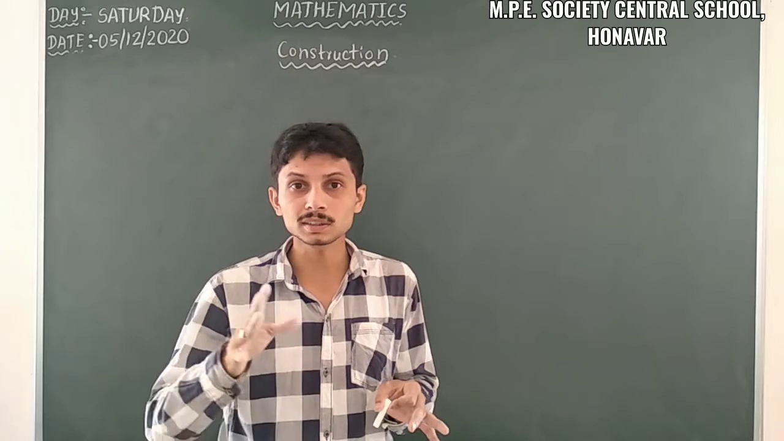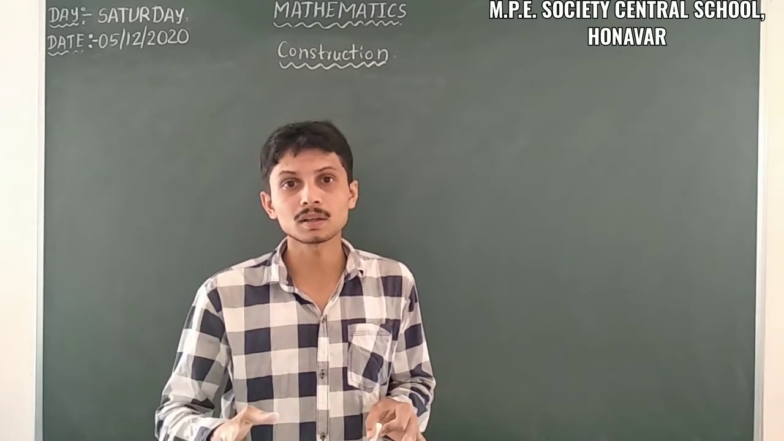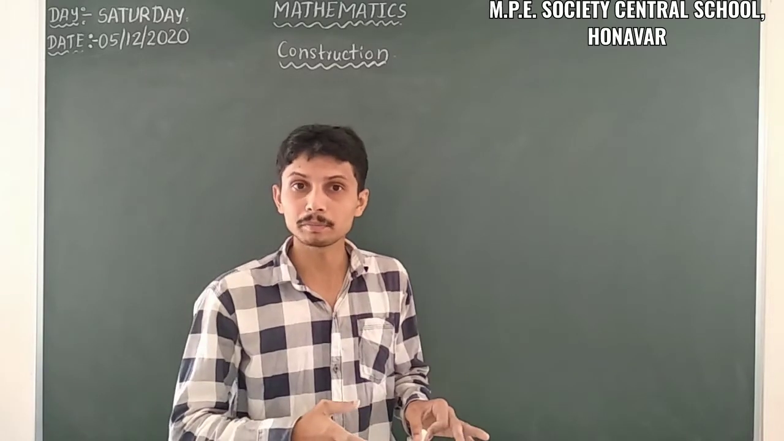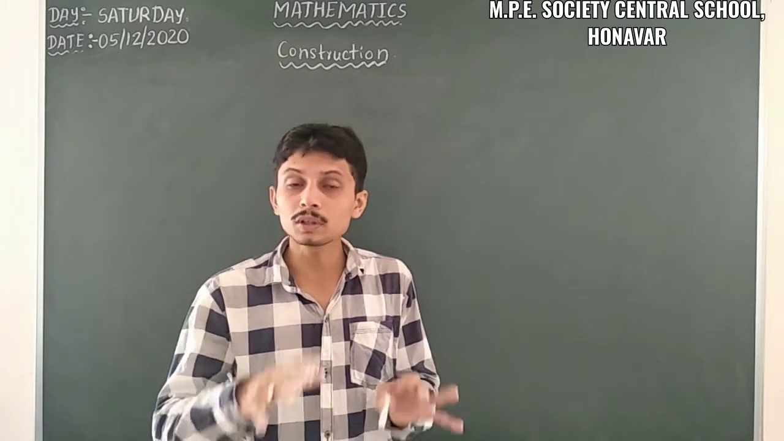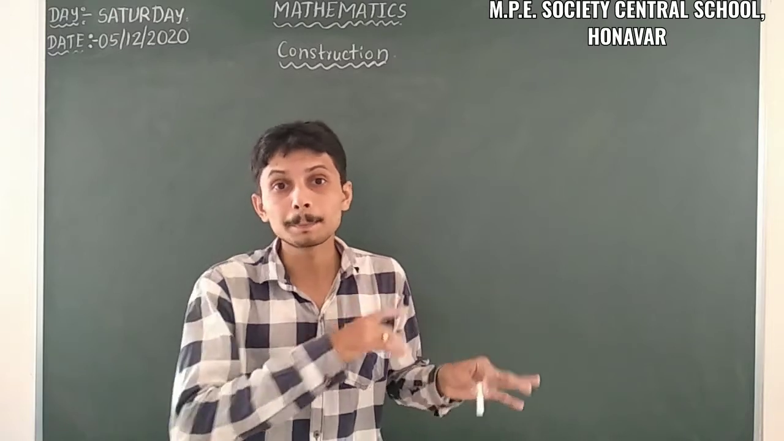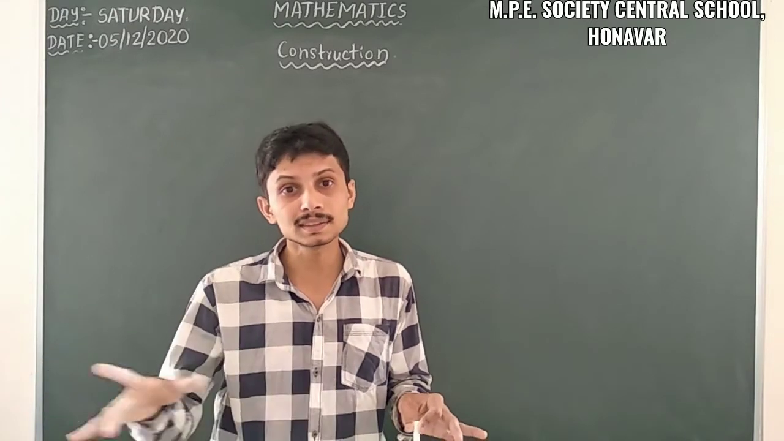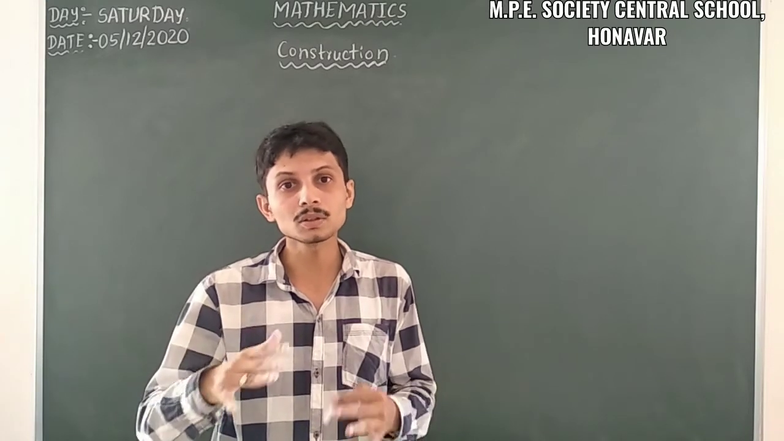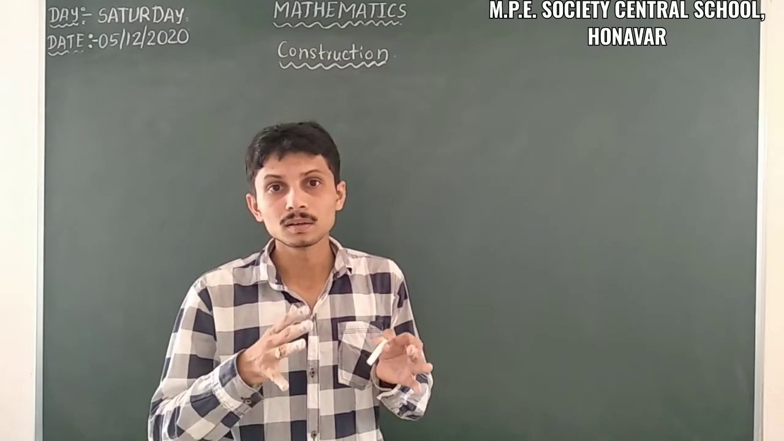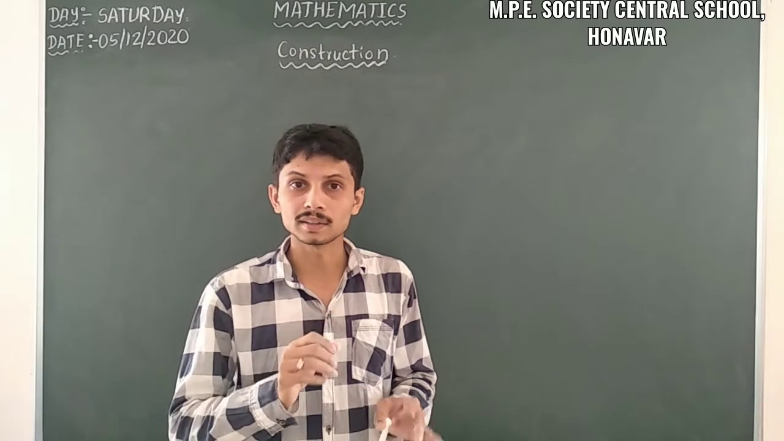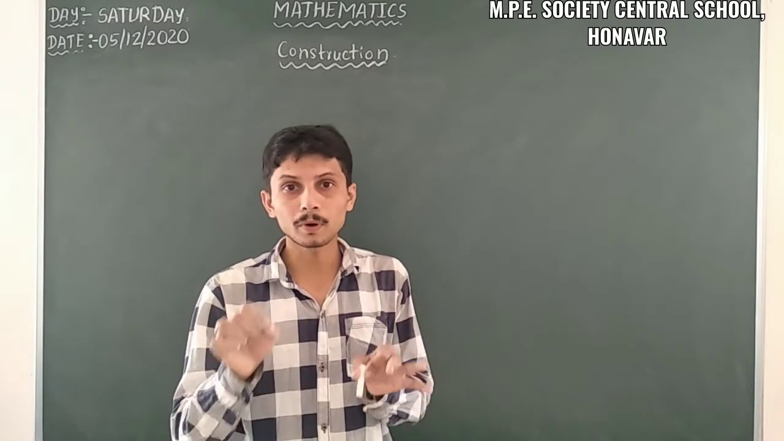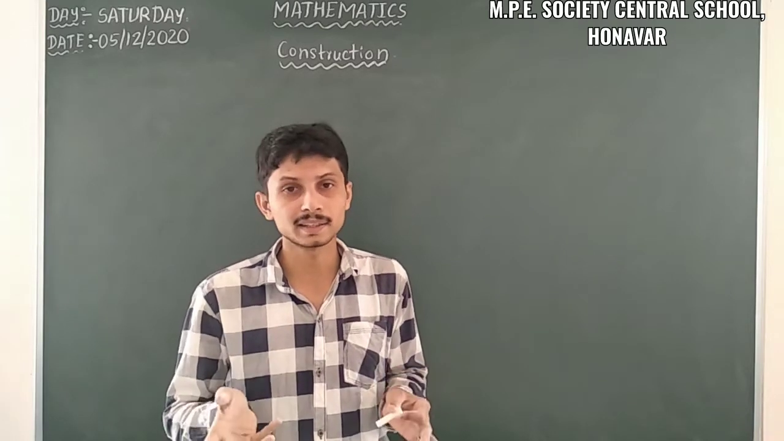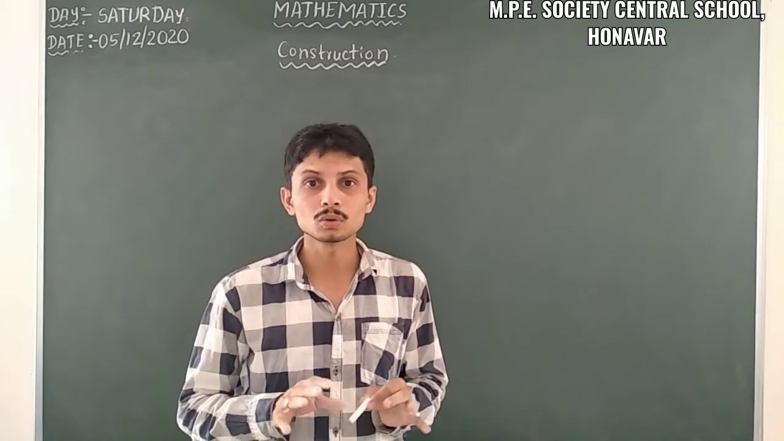To construct the perpendicular bisector of a given line segment, that means here we have a line segment, and we have not only to take the perpendicular, it bisects this line segment into two equal parts, and also the angle formed at the point of intersection with the perpendicular bisector is 90 degrees. So we have to know those things.